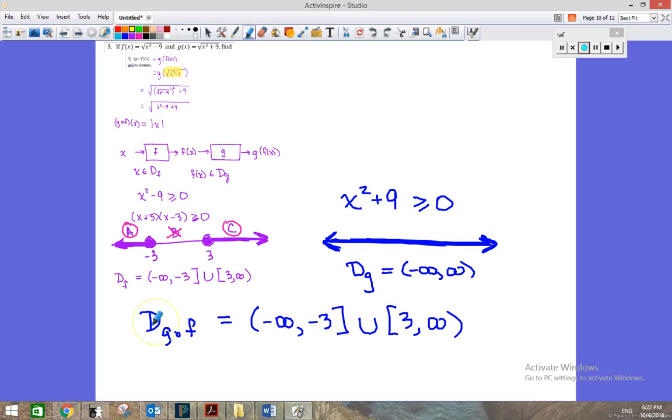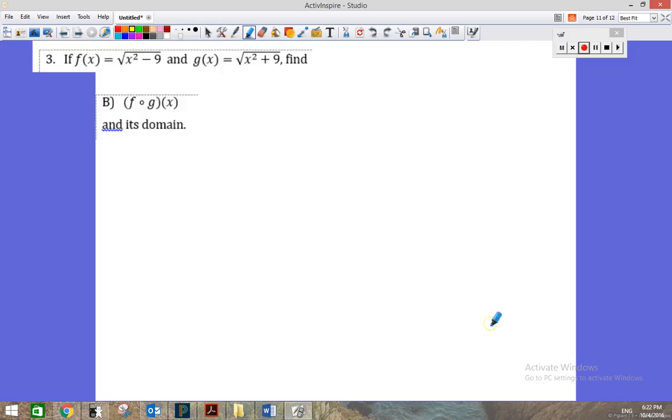So my first answer was the expression itself, which is the absolute value of x, and over here, hey, that's the domain. Alright, let's take a look at part B.